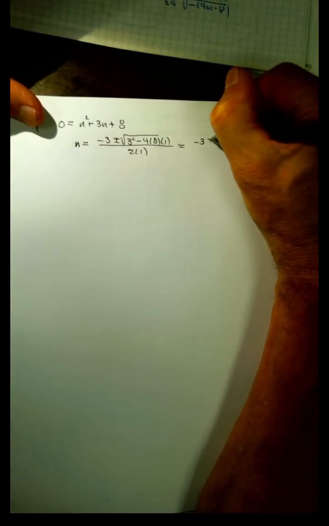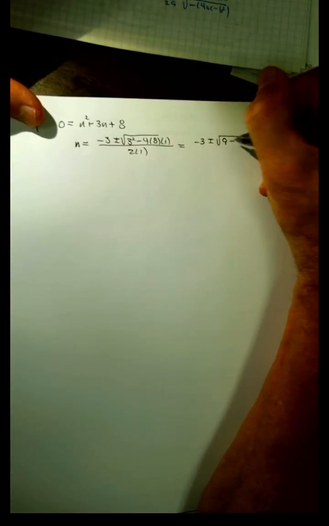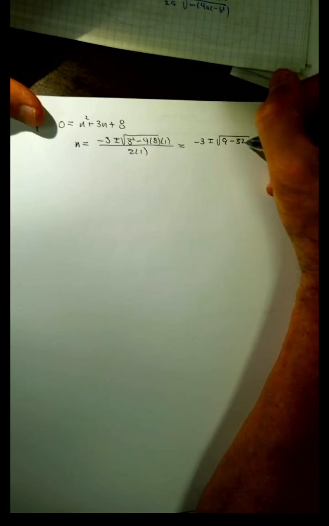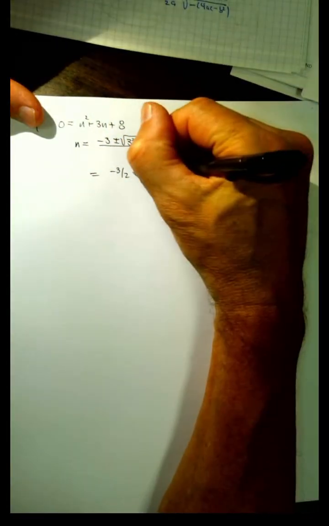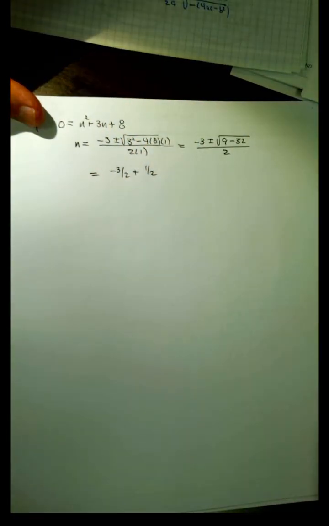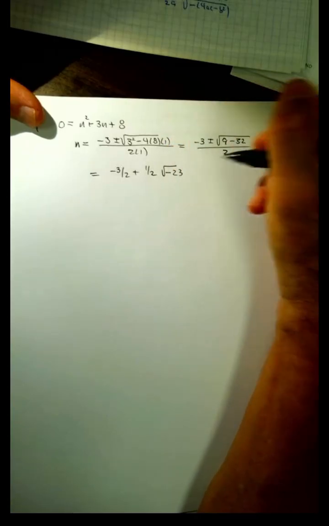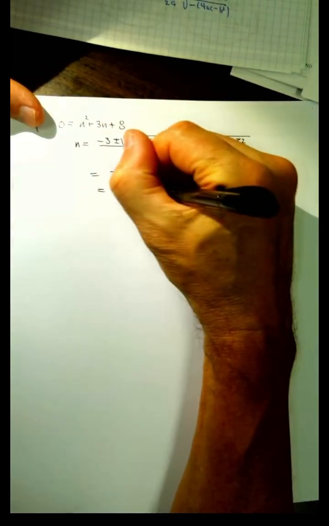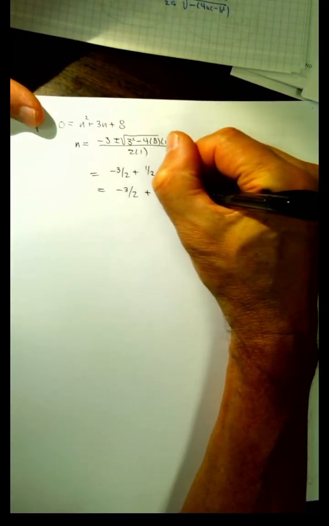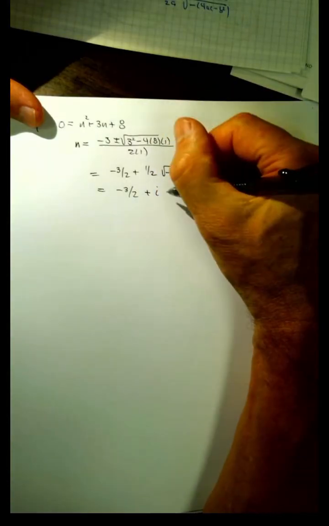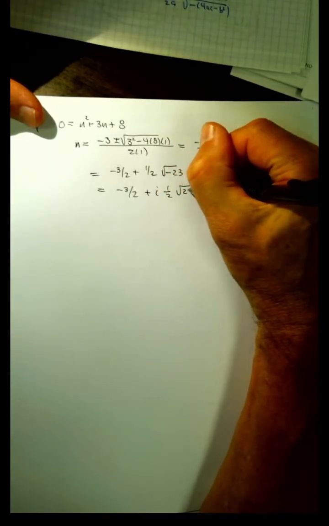So minus 3 plus or minus the square root of, 3 squared is 9, 4 times 8 times 1 is 32. I have 2 in the denominator. So I'm going to have minus 3 halves plus or minus 1 half of the square root of 9 minus 32, which is going to be what? 23. Gotta be careful, it's negative 23. So I'm going to have minus 3 halves plus or minus i. If I factor out the square root of negative 1, that becomes an i times 1 half square root of 23.